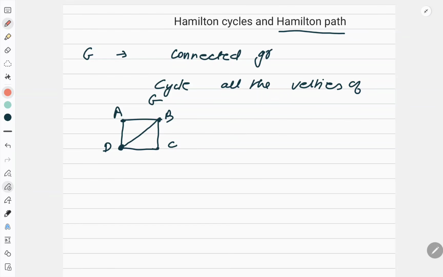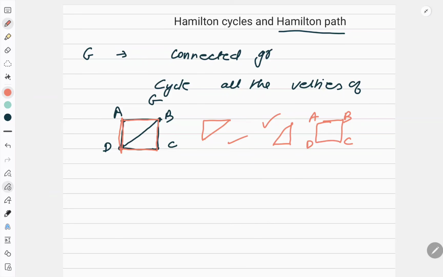See, I have a cycle ABD. I have a cycle BCD. But I am searching for a cycle which covers all the vertices. So what is the easiest cycle? A to B, B to C, C to D, D to A. It is a cycle. Though this is also a cycle, it is not Hamiltonian because C is missing. This is also a cycle, but it is not a Hamiltonian cycle because A is missing, right? So this ABCD is a cycle like this. This is a cycle which contains all the vertices of the connected graph G. So it is called a Hamiltonian graph.